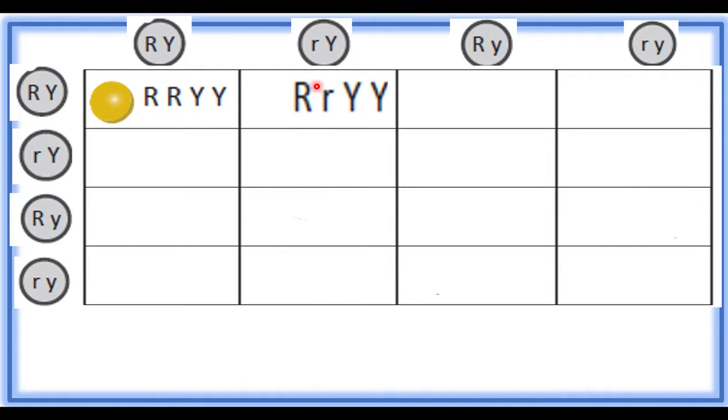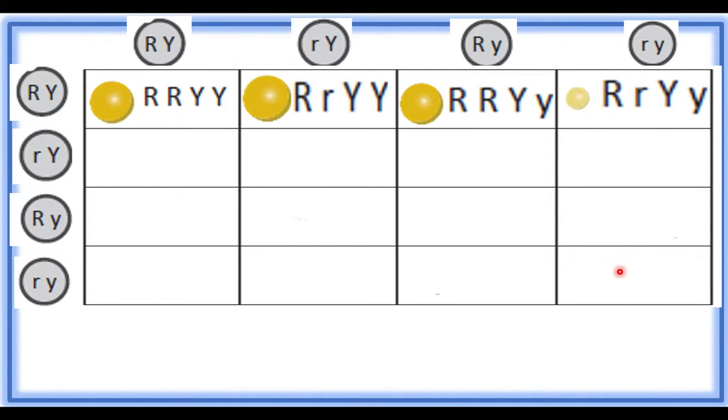Here also round yellow. Small r, capital R, capital R, small r, capital Y, small y. Here also round yellow. Here small r, capital R, small r, capital Y, small y. Capital R, small r, capital Y, small y. Here also round yellow. Now come to the second row.